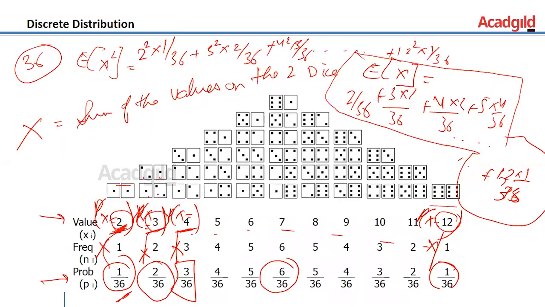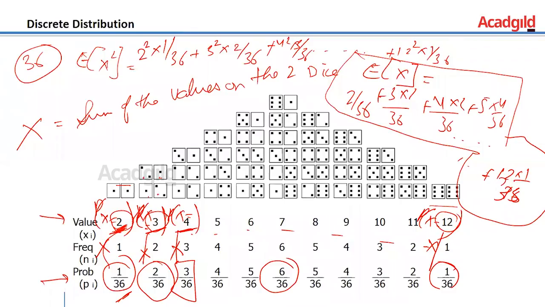What will be expected value of X cube? 2 cube into 1 by 36 plus 3 cube into 2 by 36 plus 4 cube into 3 by 36 till 12 cube into 1 by 36. What is expected value of sine of X, or cosine of X or tan of X? Again, sine of 2 into 1 by 36 plus sine of 3 into 2 by 36 plus sine of 4 into 3 by 36 till sine of 12 into 1 by 36. Expected value of e raised to X: e raised to 2 into 1 by 36 plus e raised to 3 into 2 by 36 plus e raised to 4 into 3 by 36 and so on and so forth.